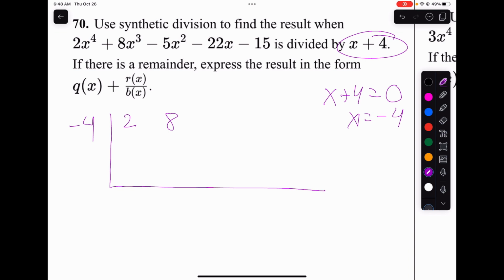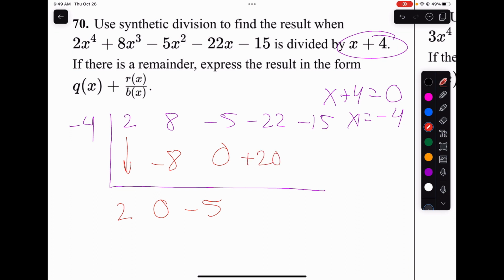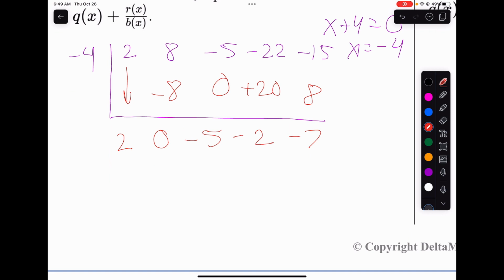So we set up our problem, and we just go and do our synthetic. Ooh, this is definitely a really tricky one, actually. Maybe this is a mean one to ask you guys to try. It's positive 20, right? So we get -2, and we get a +8, so then we get a -7. All right, so this one is actually very different. We have a 0 term, which is tricky, and we have a remainder. So this is a good example to do.